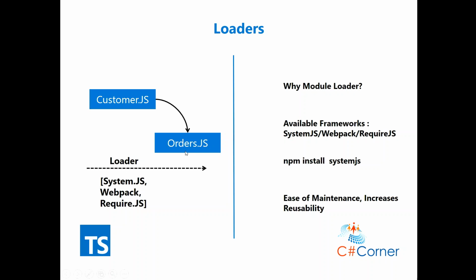Right. So to load this particular dependency for this particular customer JS, there are SystemJS, Webpack, and RequireJS. These are the available frameworks which are already available. In my example, which I showed here, I used the SystemJS framework to load the dependencies for this one particular class. You can also go for Webpack and RequireJS. Both are almost the same, but there are minor differences. I don't want to go into that in much detail.